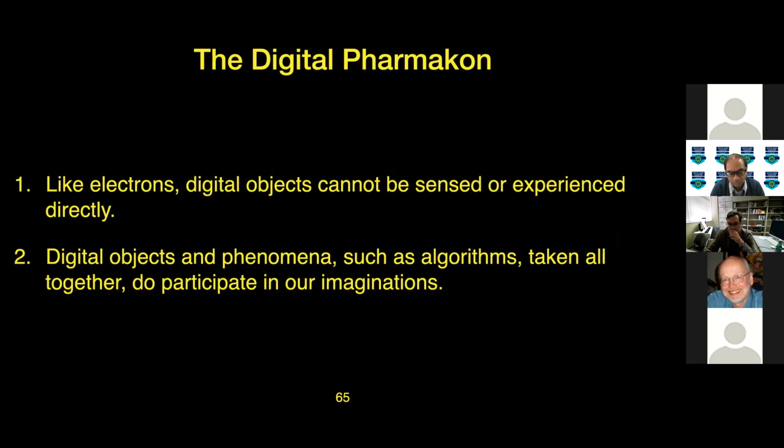Stiegler asks us to consider that digital objects cannot be experienced directly or knowingly. For example, the execution of an algorithm may be something like an electron that has just struck our skin. We can imagine it, but we cannot sense it. So, even though we cannot experience an algorithm itself directly, digital phenomena taken all together do concretely participate in our imagination.